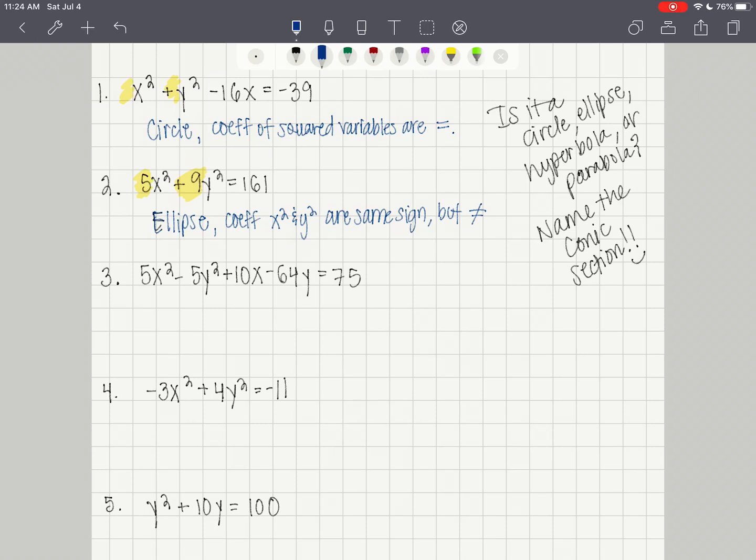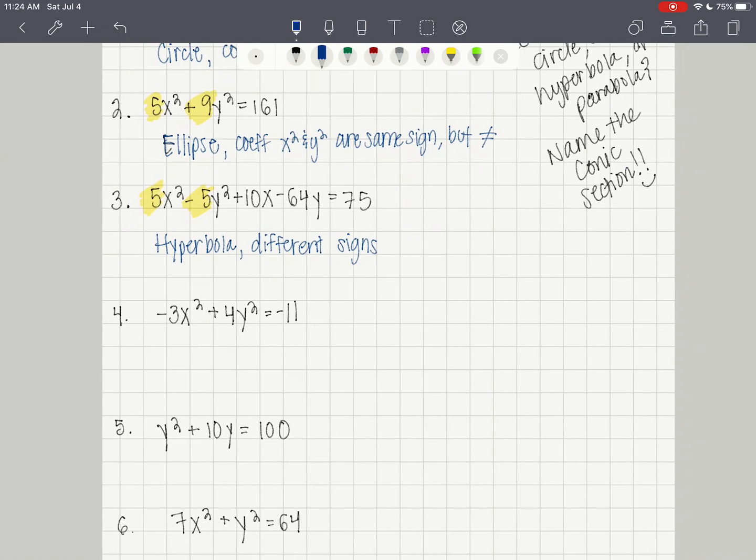Okay, how about number 3? Number 3 is 5x squared minus 5y squared, and the rest really doesn't matter in this case. We've got positive 5 and negative 5. So we've got different signs. As soon as we see different signs, that's a hyperbola. Hyperbola, and that is because we have different signs. And we're going to learn whether or not these open left, right, or up, down in a later lesson.